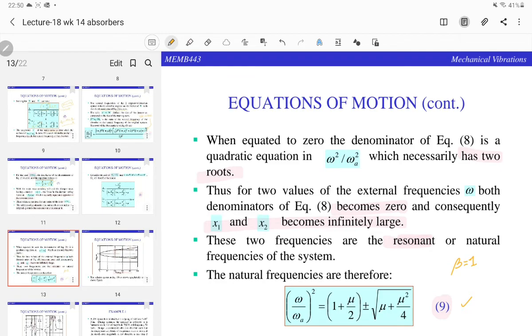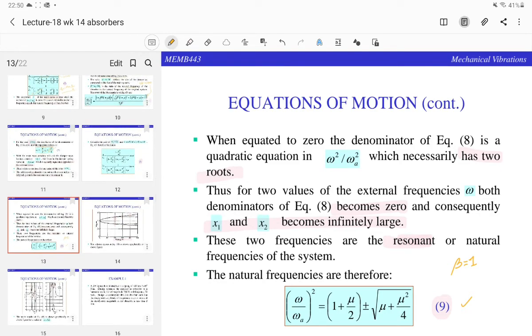If it's not, that means when beta is not equal to 1, normally you would have a slight, small displacement of your machine.